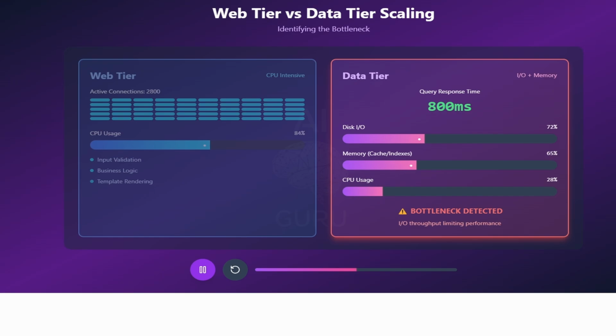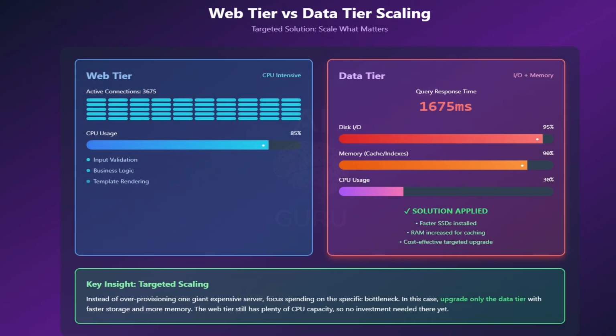So if we see that our database queries are slowing down because we're running out of I/O throughput, but our web servers still have plenty of CPU, then you only need to invest in a stronger, dedicated data tier server. Maybe one with faster SSDs and just a ton more RAM. Precisely. You focus your spending and your engineering effort only on the component that is currently the bottleneck.